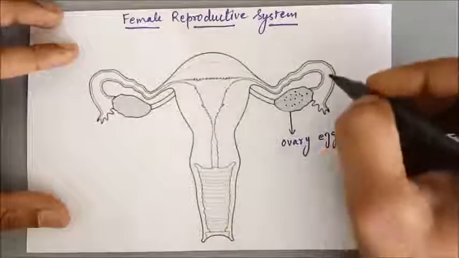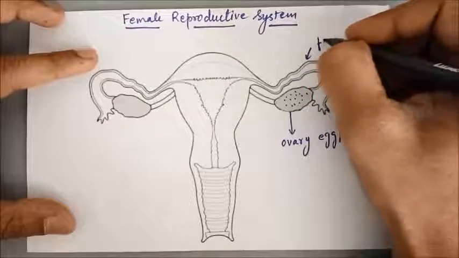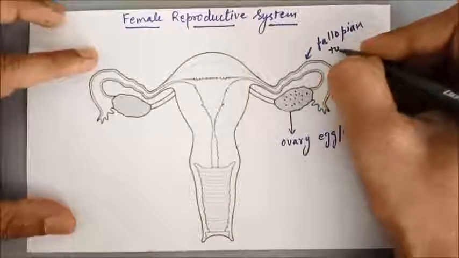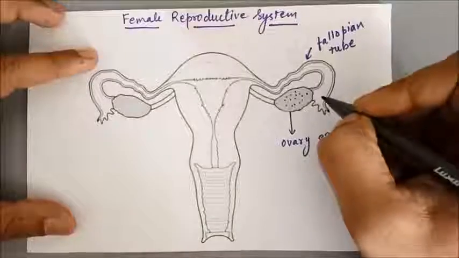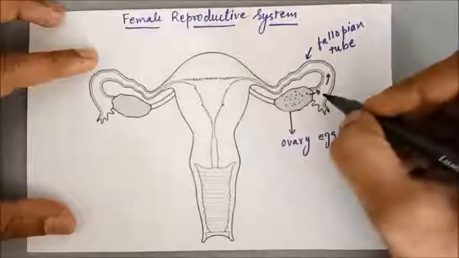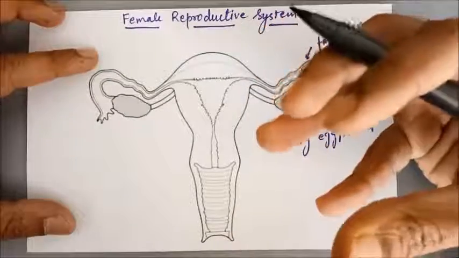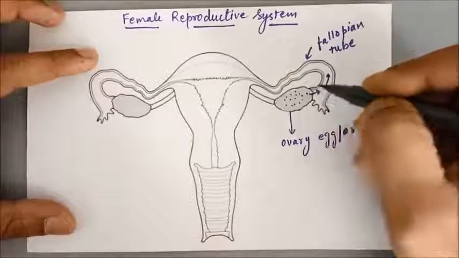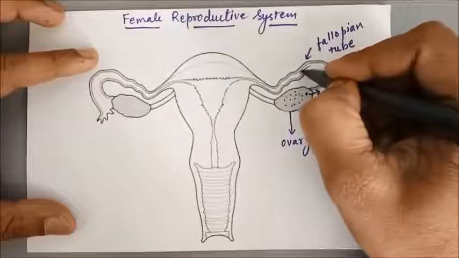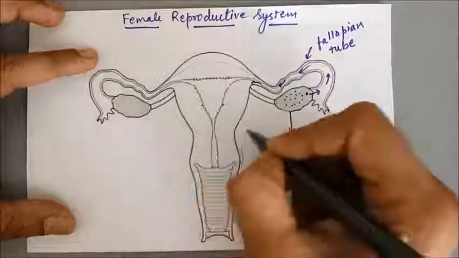Now these long ducts are called fallopian tubes. Their main job is to take the egg from here. You can see that they are conical in shape, just like this, with finger-like projections, and they help the egg cell to travel from here to a muscular chamber called uterus.